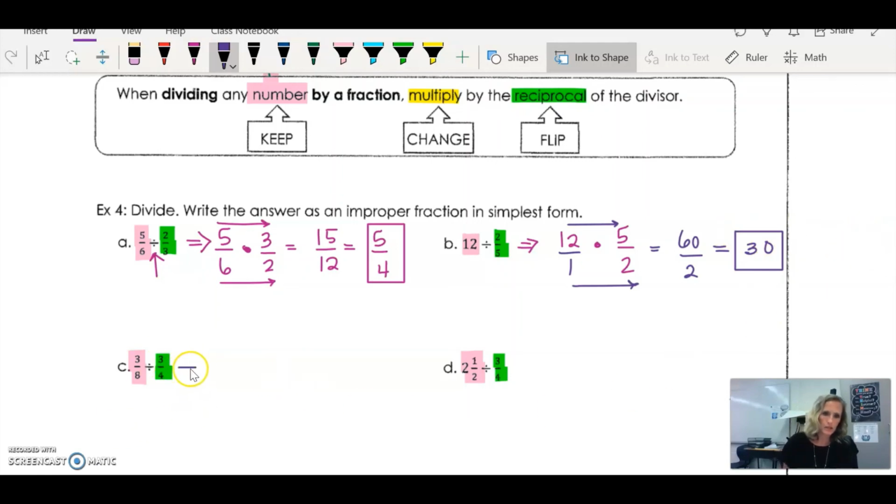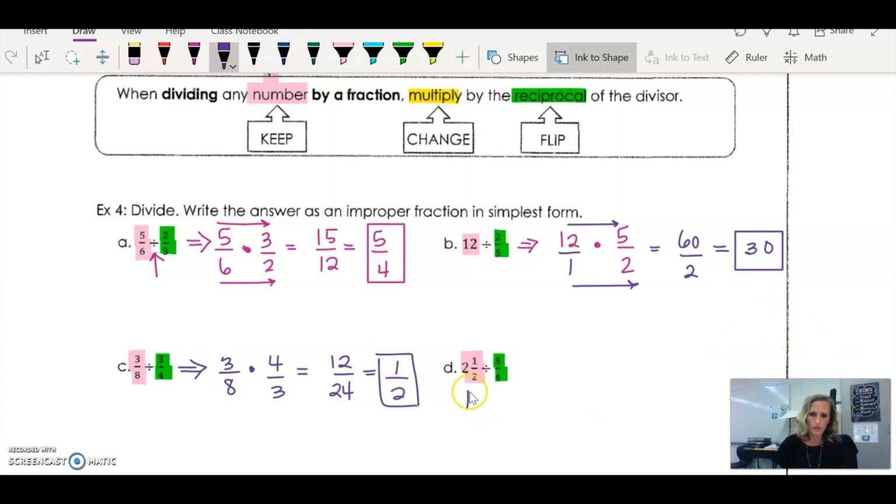For C, 3/8 will stay the same. We'll keep that fraction, change our division to multiplication, and we'll write the reciprocal of 3/4, which is 4/3. 3 times 4 is 12. 8 times 3 is 24. Both of these are divisible by 12, so I'm going to simplify dividing both by 12. 12 divided by 12 is 1. 24 divided by 12 is 2. So we got 1/2.